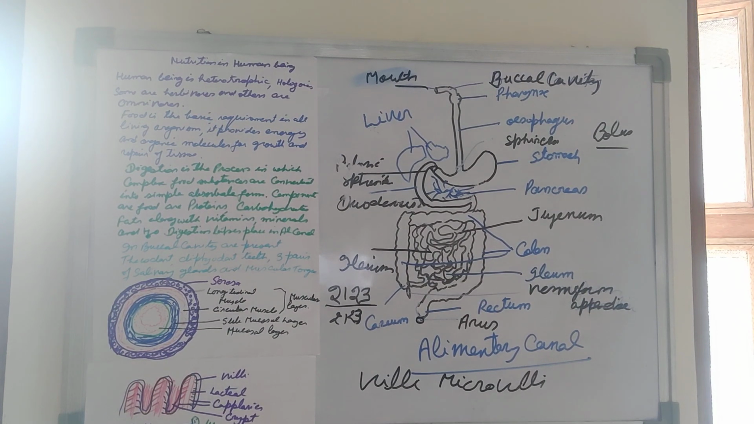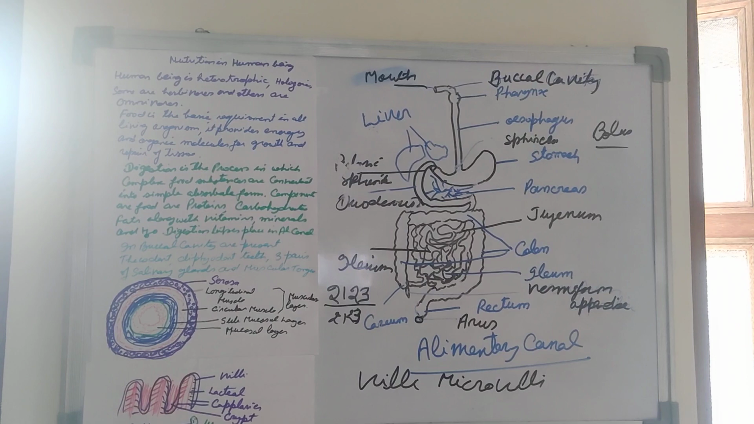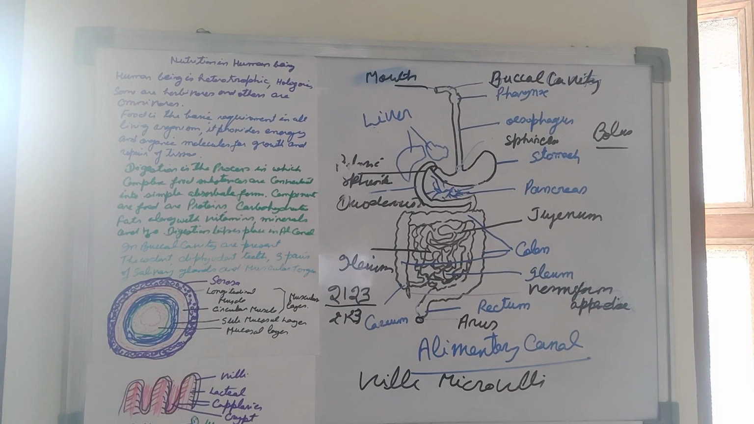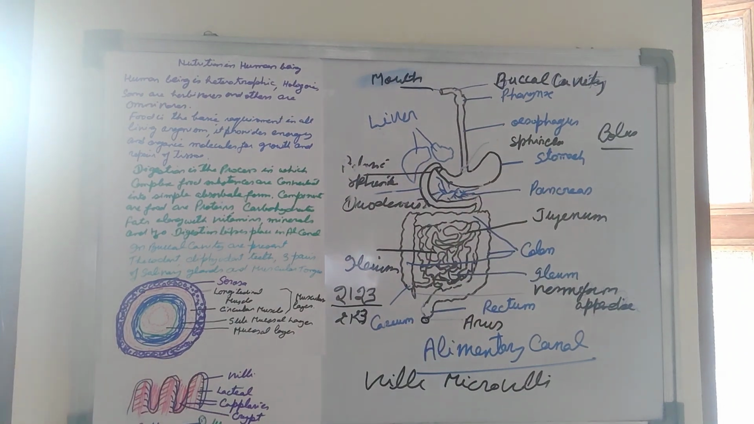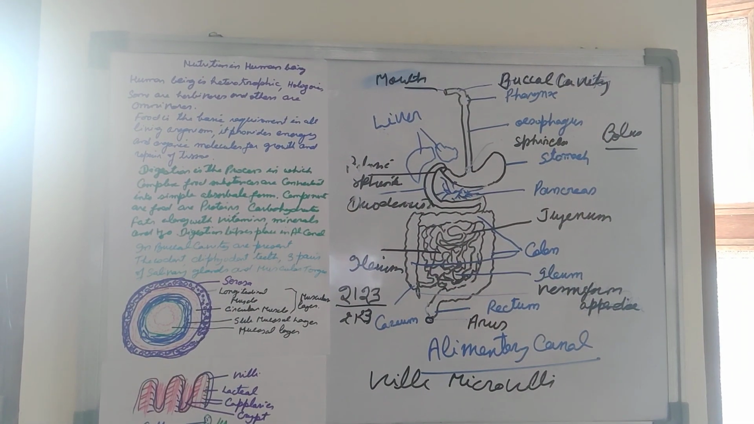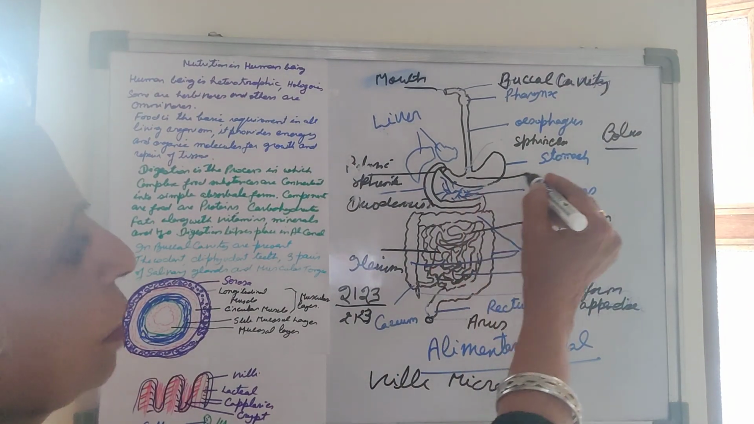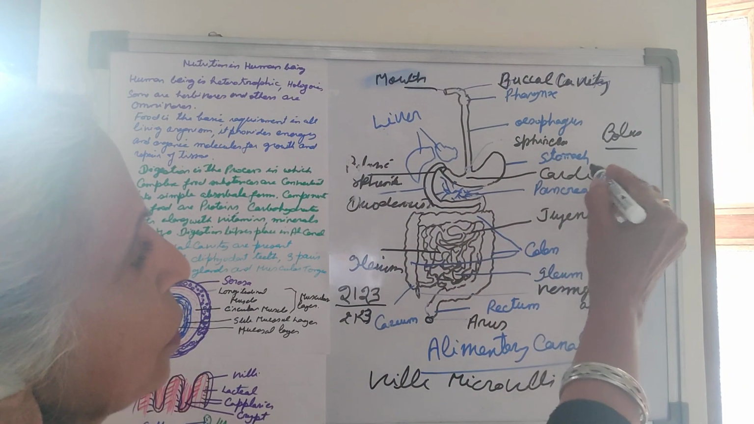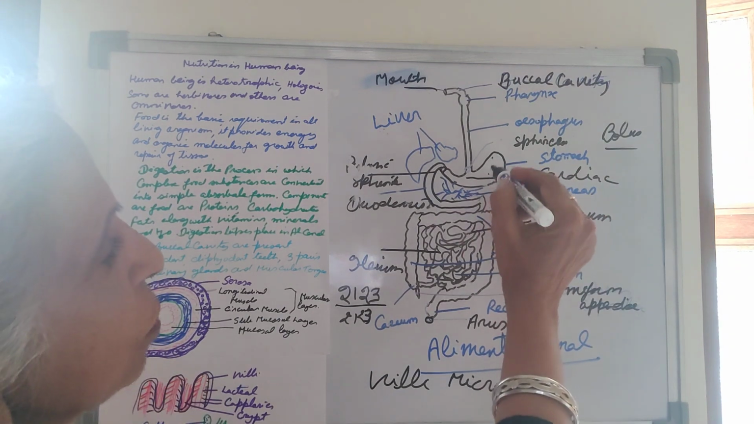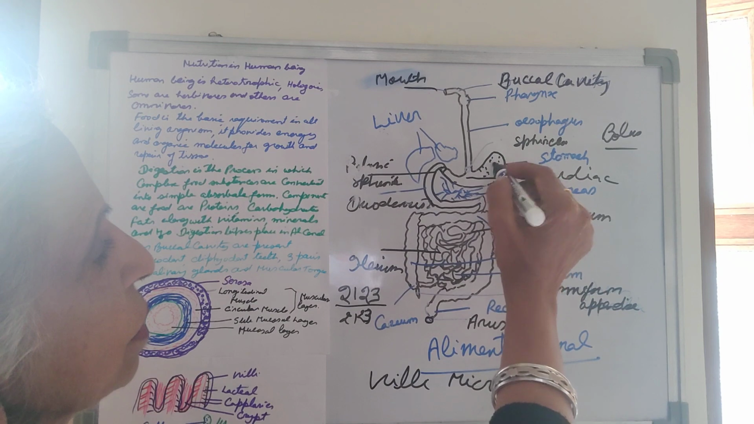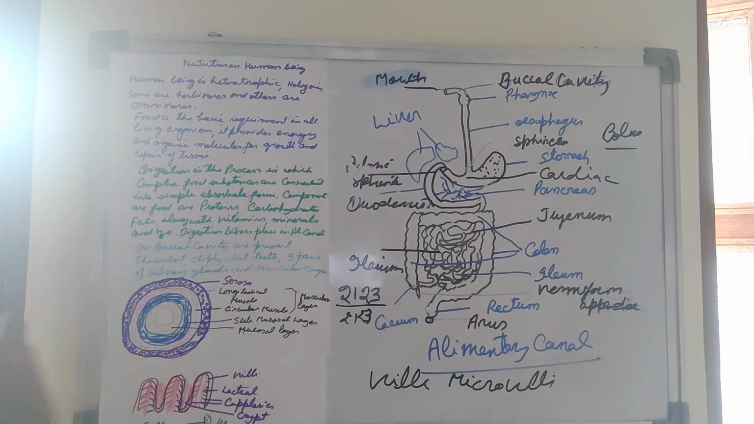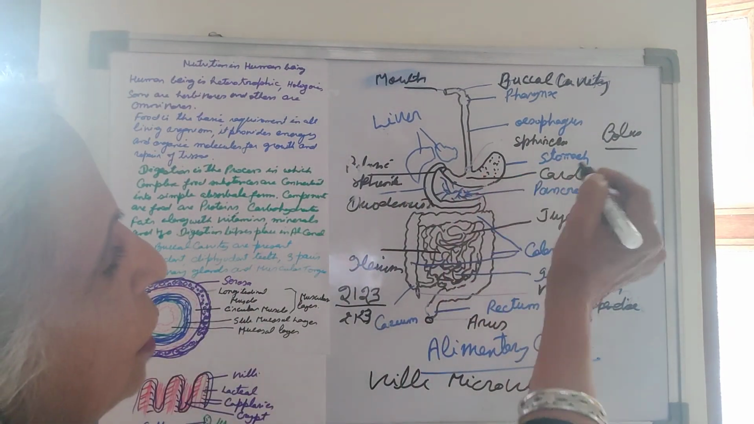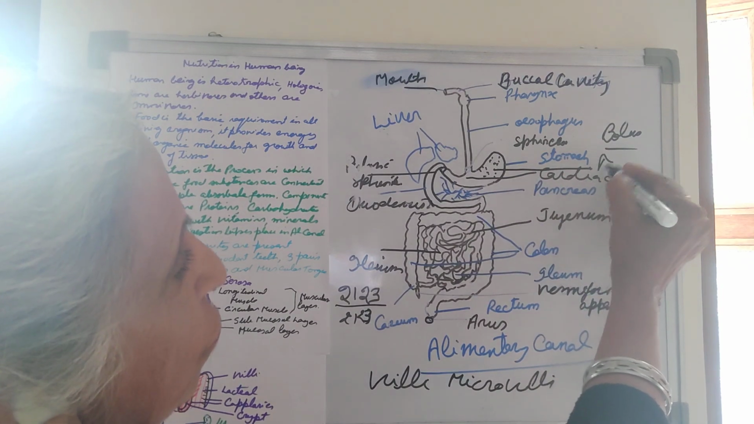It is present in the abdominal cavity and below the diaphragm on the left side. The stomach has 3 parts. The part where the esophagus enters into the stomach is called the cardiac. This large adjacent part is called the fundus. And the narrow part which enters into the duodenum is the pyloric.